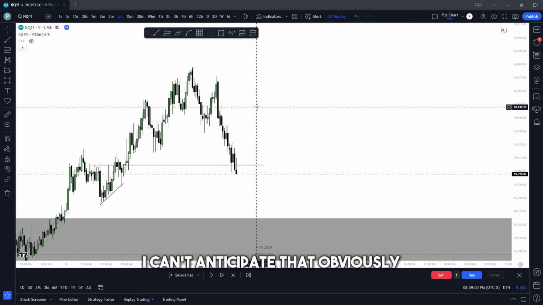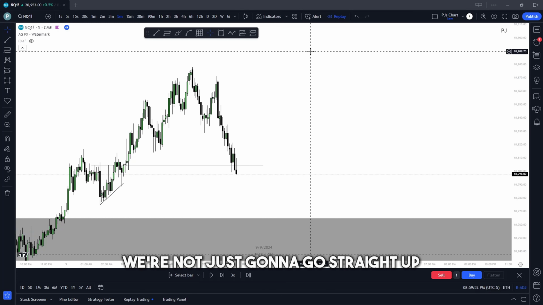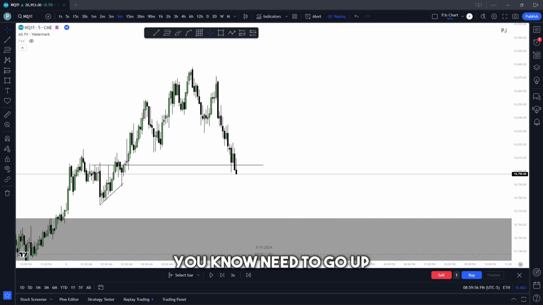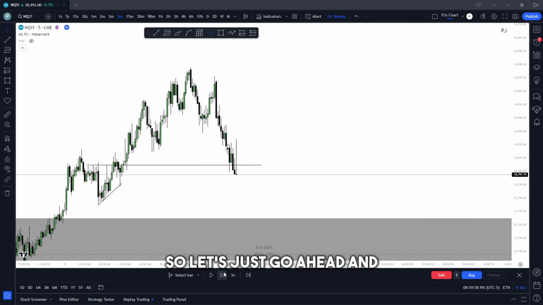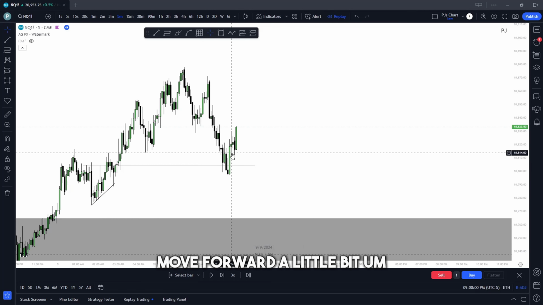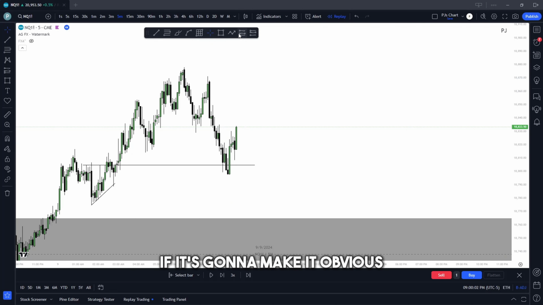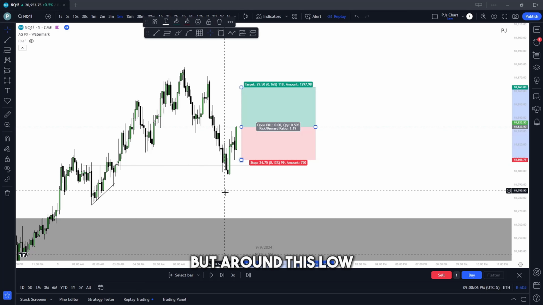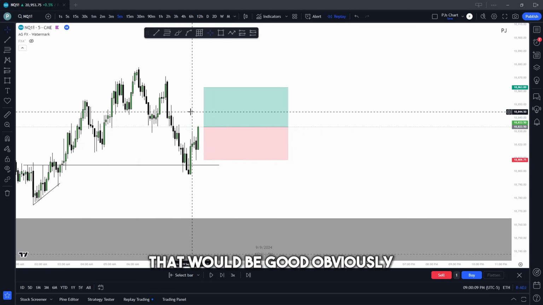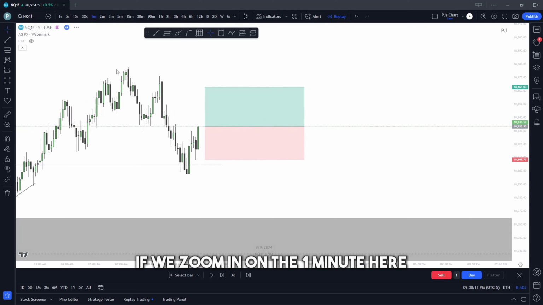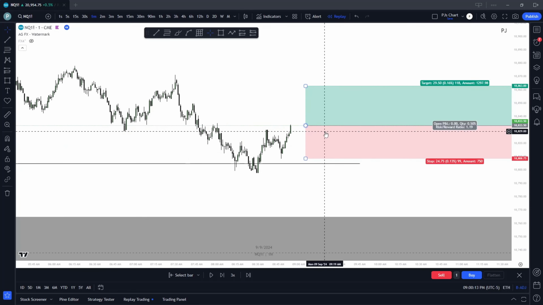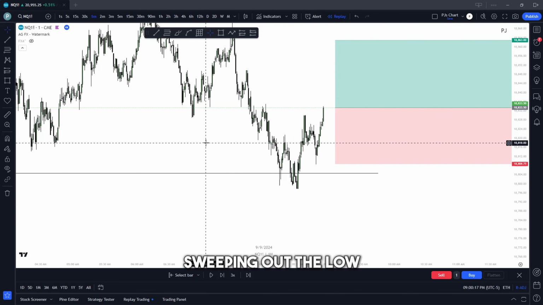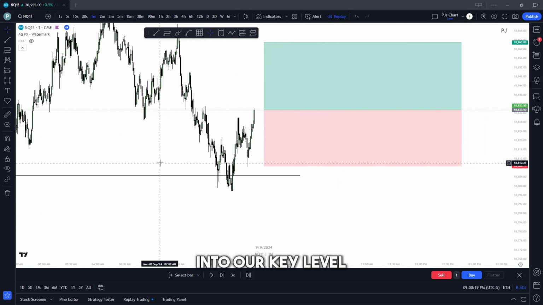I can't anticipate that. Obviously, we're not just going to go straight up if we need to go straight up. So let's just go ahead and move forward a little bit. Okay, well, if it's going to make it obvious like that, I'll take that. Even up here, around this low, that would be good. Obviously, you guys can see if we zoom in on the 1 minute here, this fractalized buy model with our big break lower, sweeping out the low into our key level.